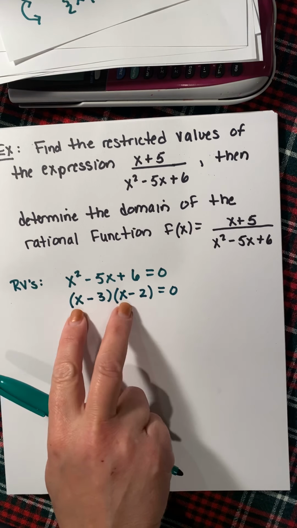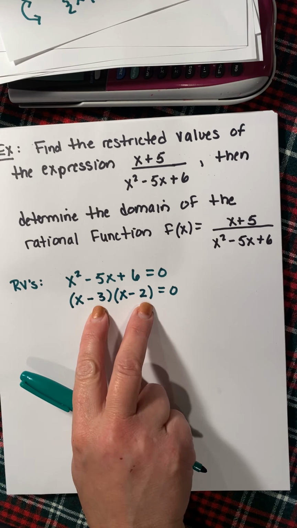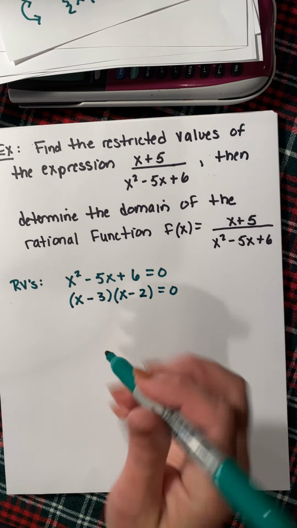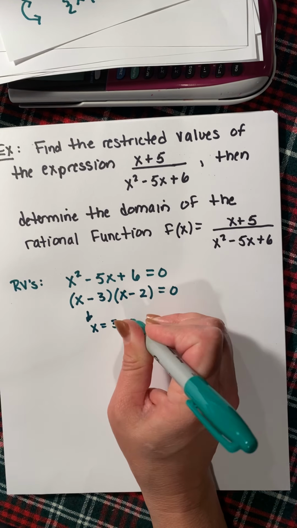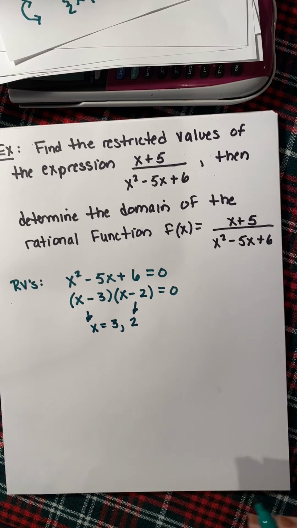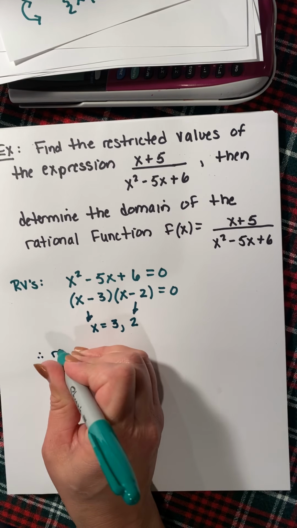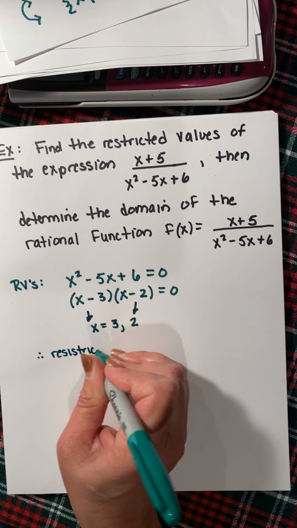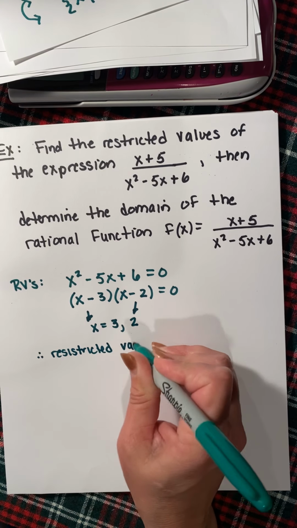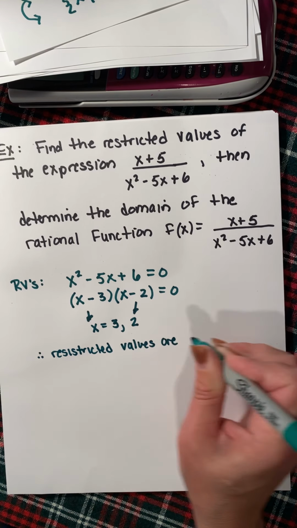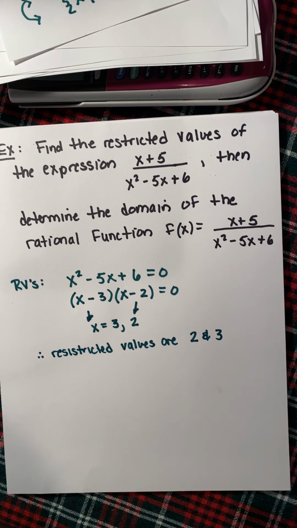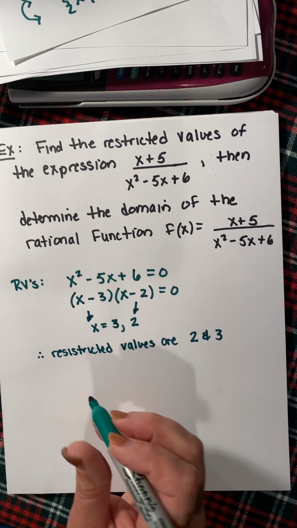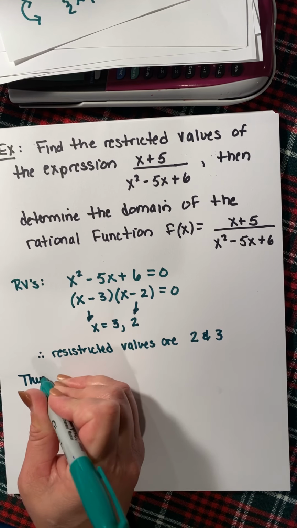And let's just double check. Product of the first. Yep. Product of the last. Yep. Inners and the outers give me 5. So this factor tells me 3 is a restricted value. And this factor tells me that 2 is the other restricted value. So therefore, the restricted values are 2 and 3. We're not allowed to put those in. Those are our restrictions.